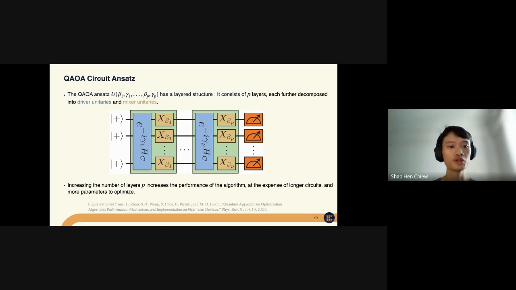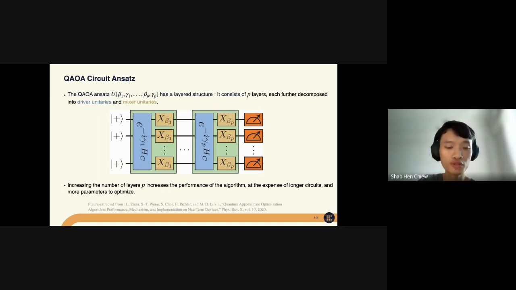Each green box over here, there are P green boxes over here, and each of the green boxes can be further split into a blue part and an orange part. The blue part is called a driver unitary, while the orange part is called a mixer unitary. And the value of P, an integer, is something that the user can specify. If P is equal to 1, you can imagine that your U theta only contains the first box over here.